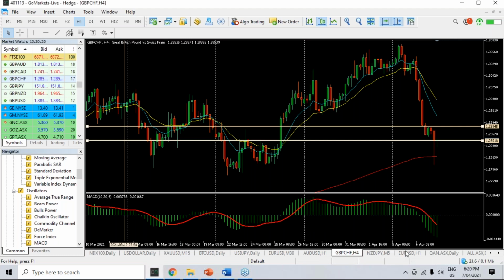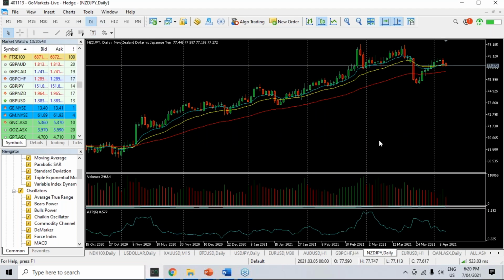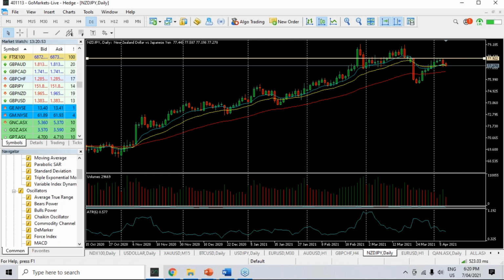Right, what else did we see? If we look at the Kiwi yen, let's look at the Kiwi yen on the daily chart first. Again, some Kiwi weakness after a really strong run up, but the last couple of days have been a bit weak. Looks as though it's a bounce off that level there.